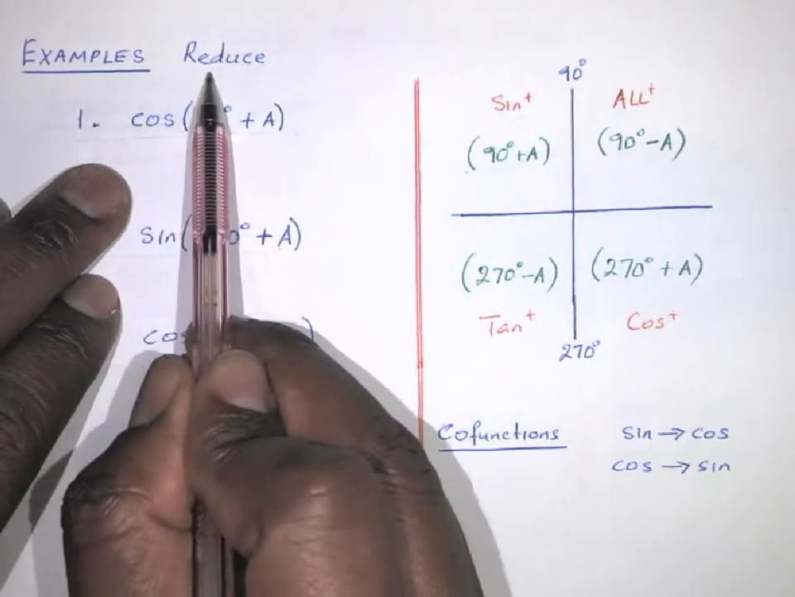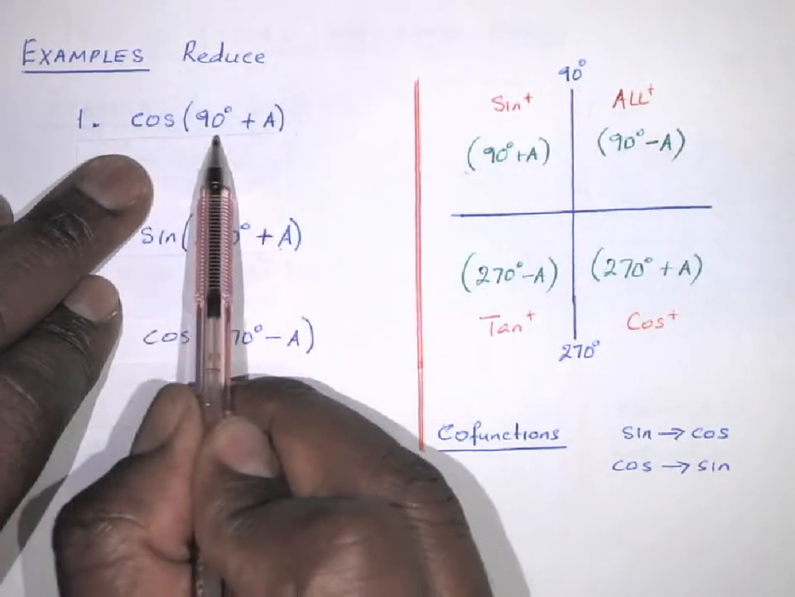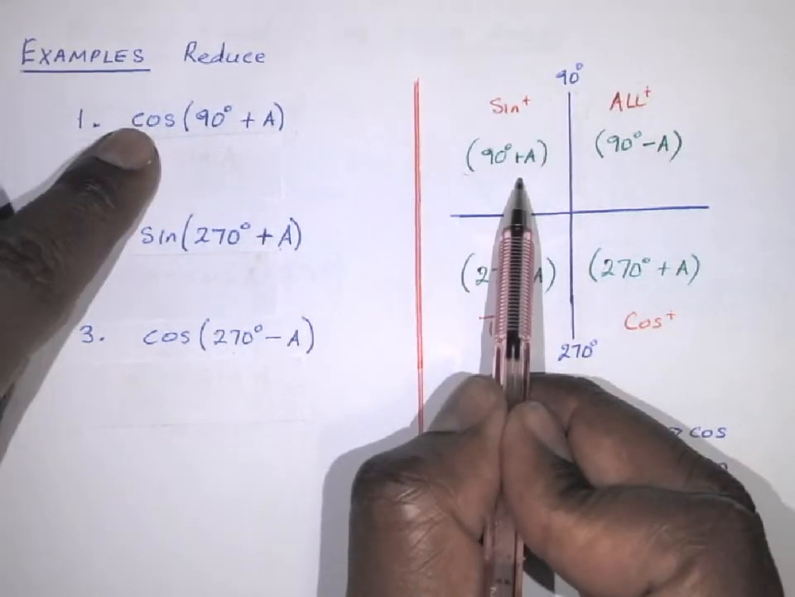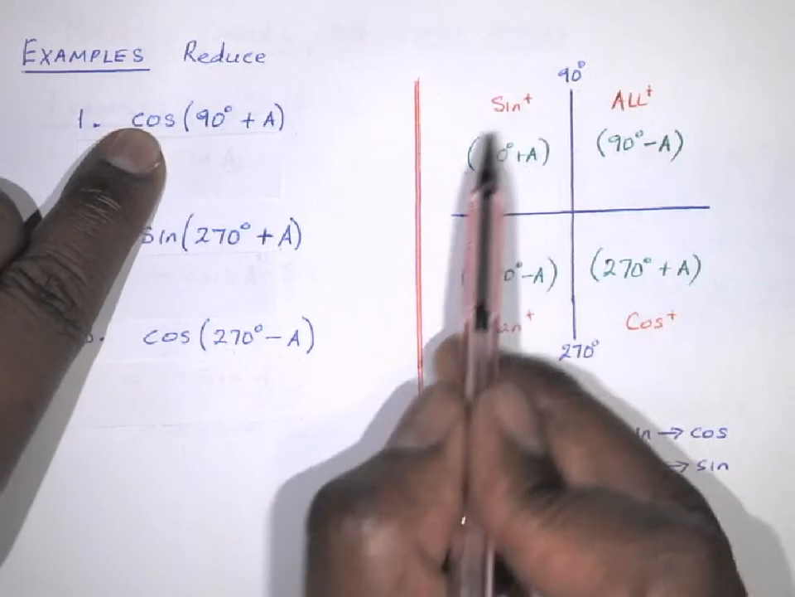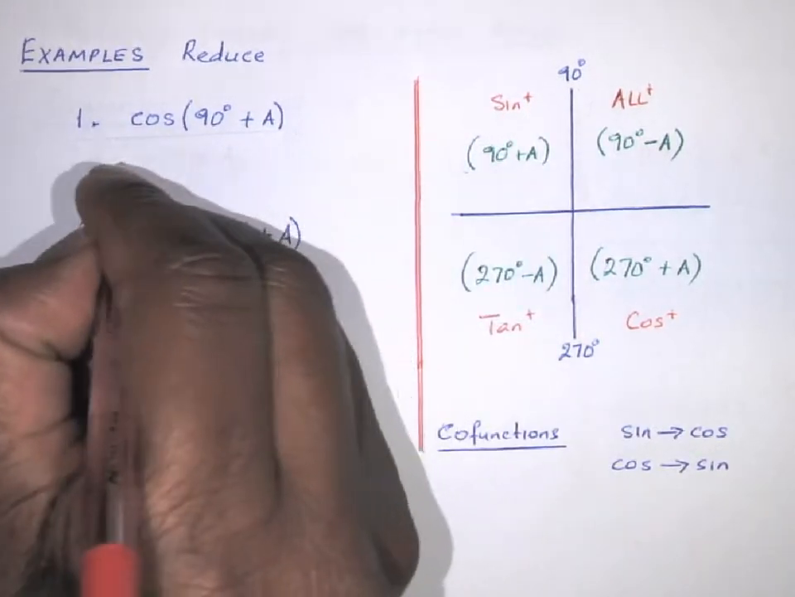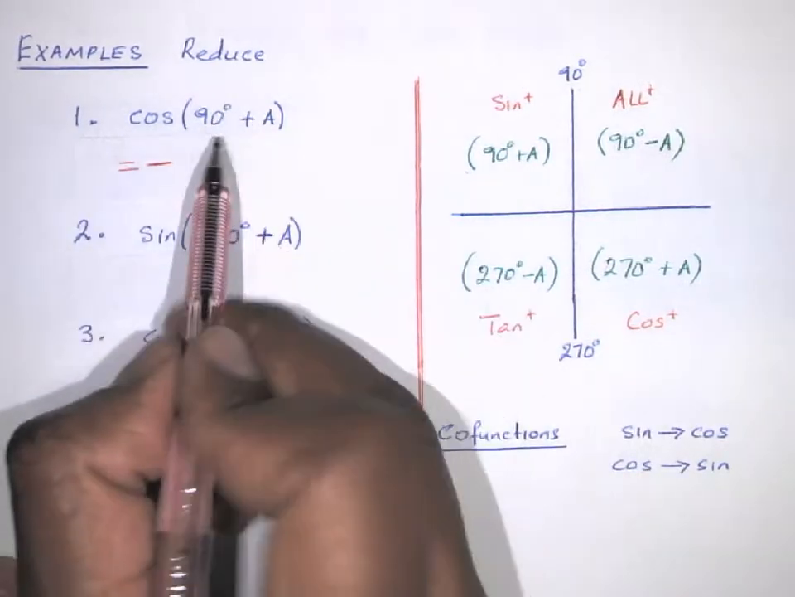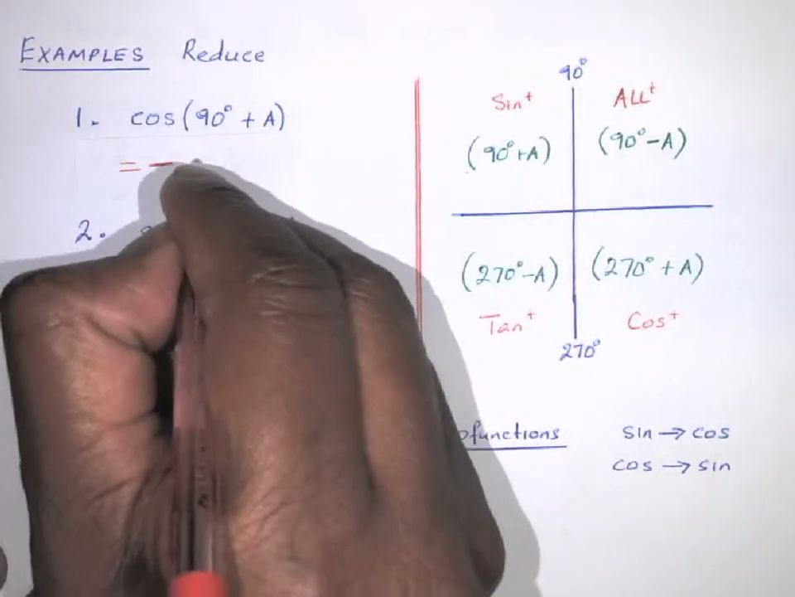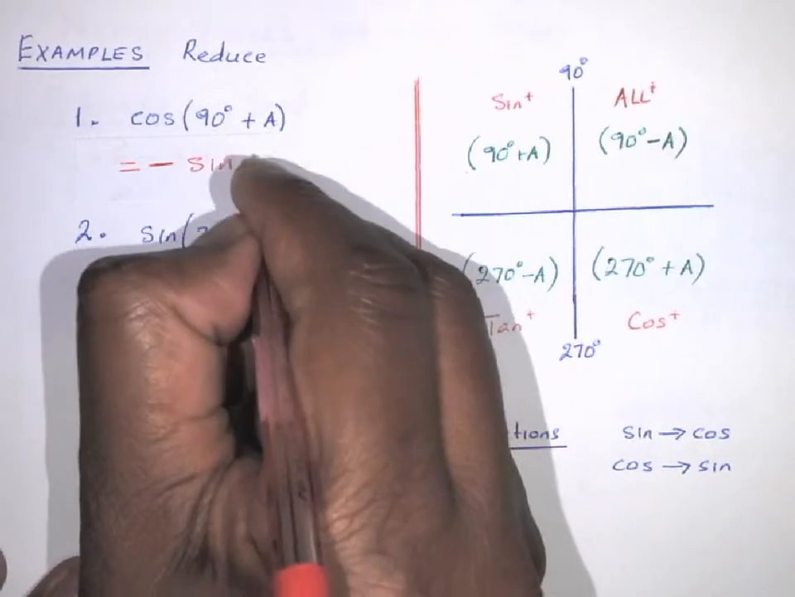Let's say they say reduce this. So cos of 90 plus a. Where is this angle again? Here. How is cos in this area? Cos is negative because sine is positive. So therefore our answer will be negative. But because it's 90, we'll write down the cofunction of cos, which is sine, then of an angle a.